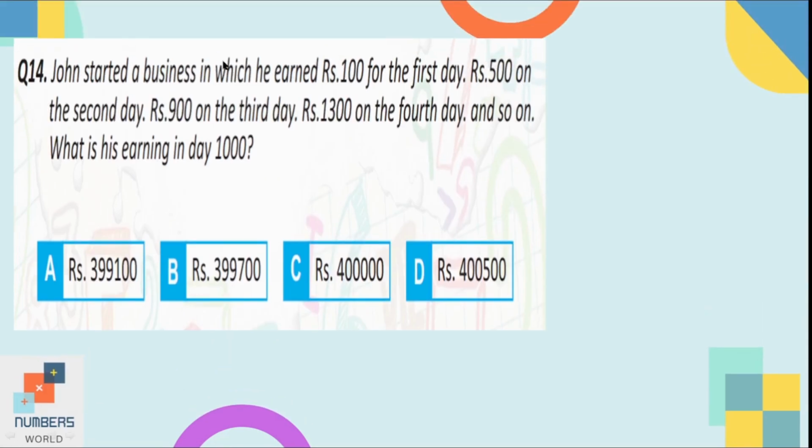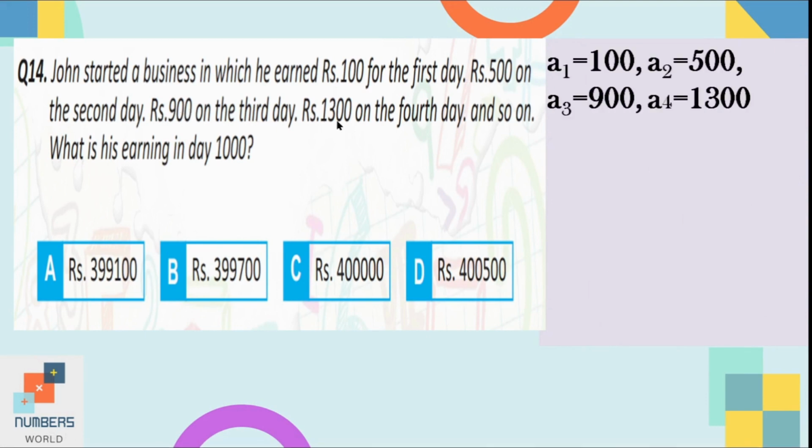Number 14. John started a business in which he earned 100 rupees for the first day, 500 rupees on the second day, 900 rupees on the third day, and 1300 rupees on the fourth day, and so on. What is his earning in day 1000? So first of all, we are going to find out the difference between the two terms. So we will subtract 100 out of 500, that is equal to 400. So the difference between the two terms is 400.